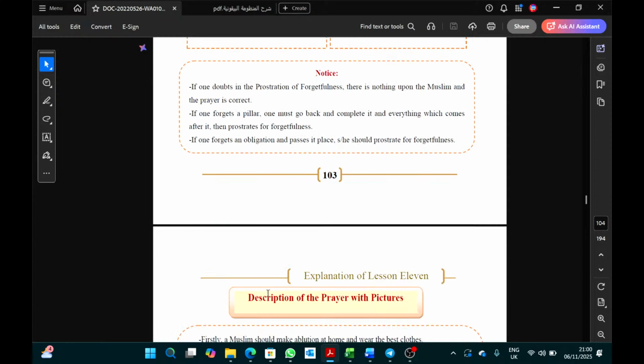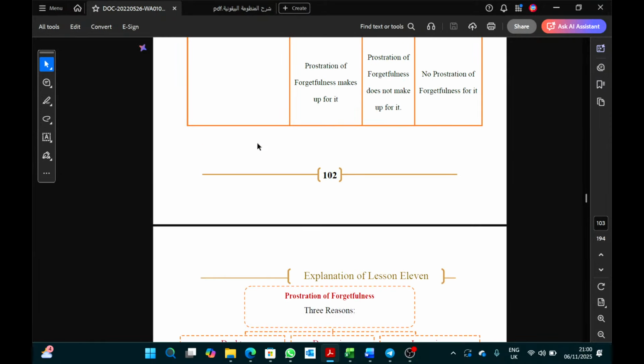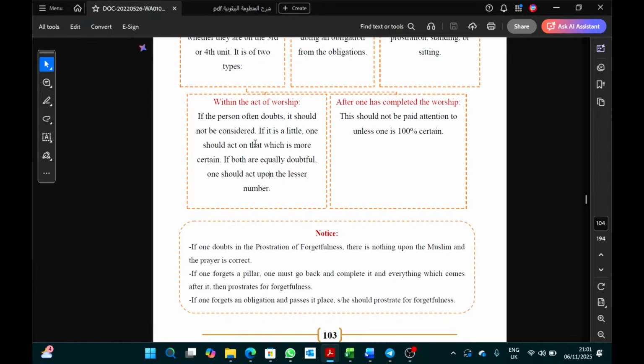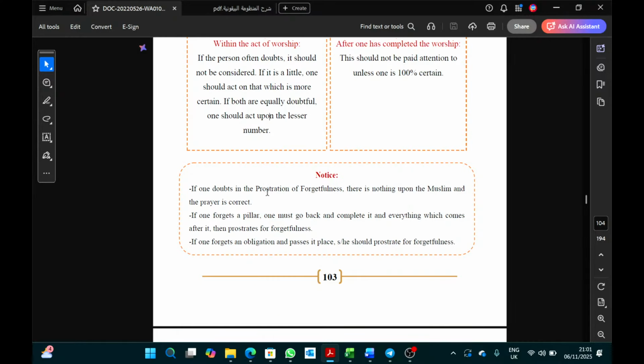Okay. What if you, in Arabic they say, huwa saha an sahu, which means he forgets to do sujood sahu? It's okay. Alhamdulillah, it's fine. Good. Okay. If one doubts in the prostration of forgetfulness, there's nothing about it; he forgets to do it.